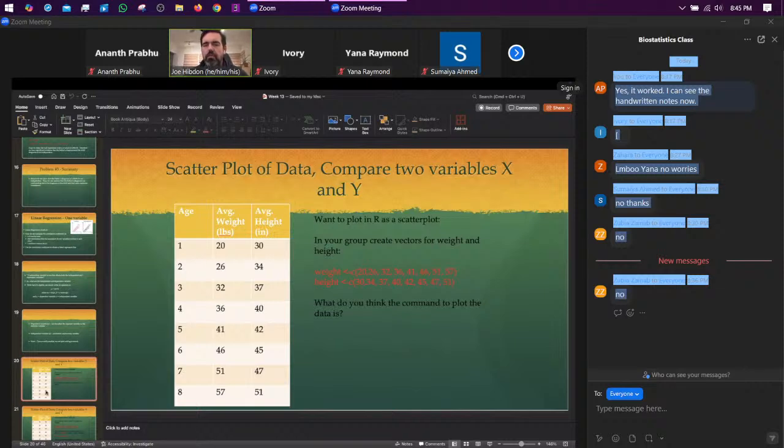But it doesn't matter. What we're going to see is, as the weight increases, does height increase, or vice versa? As height increases, does weight increase? Okay, so we're going to do it in R. We're going to plot it, and have a little bit of fun with it. So this is where we're going to start next time.